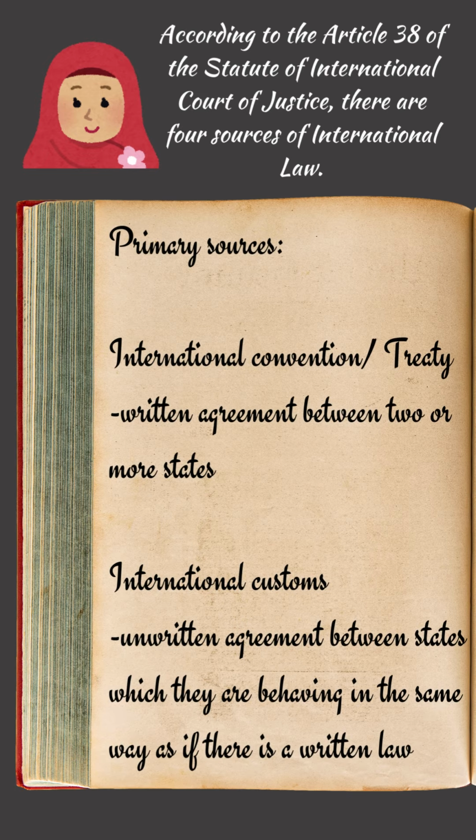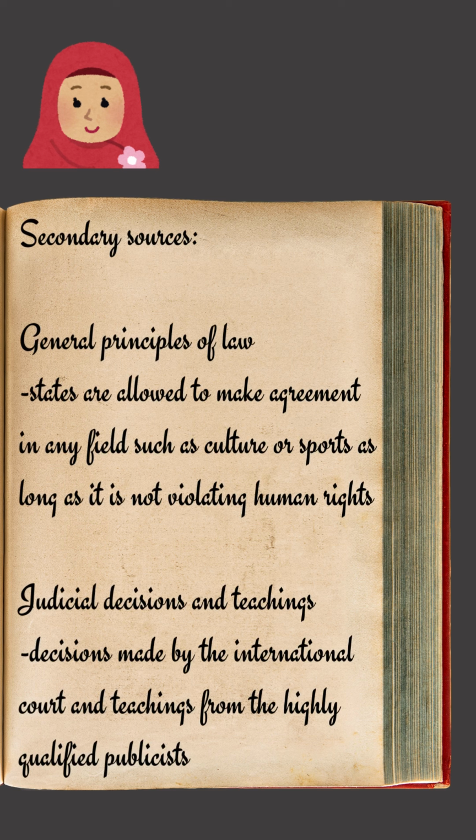According to Article 38 of the Statute of the International Court of Justice, there are four sources of international law. The primary sources of international law are international conventions and international customs. An international convention or treaty is a written agreement between two or more states. International custom is an unwritten agreement between states in which they behave in the same way as if there were a written law.